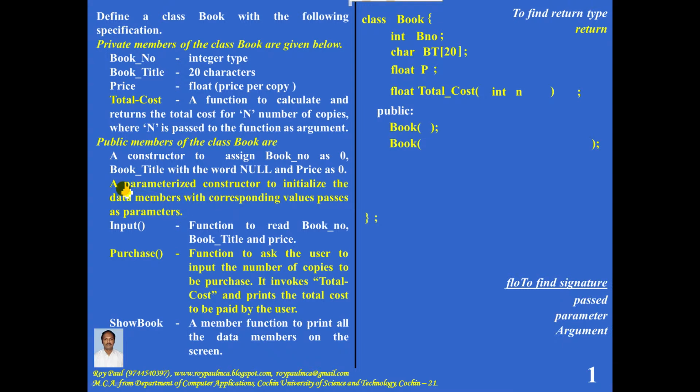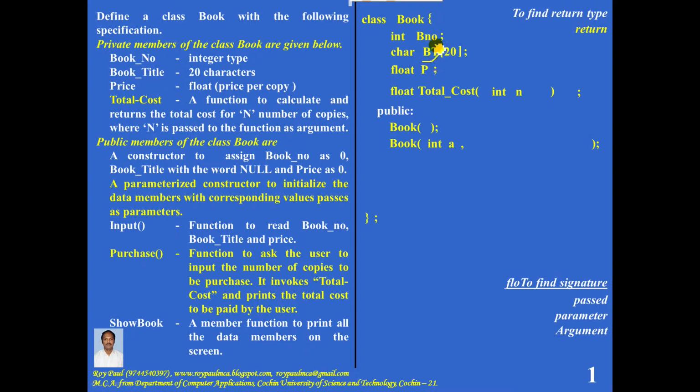So a parameterized constructor, that is this one, is to initialize the data members. So these data members must be initialized. How? With corresponding values passed as parameters. The word parameter means the quantity written here, they are known as parameters. In order to initialize this data member, I need a parameter here. This data member is of the type int, so certainly the first parameter will be int. So this data member BNO will be initialized using A.